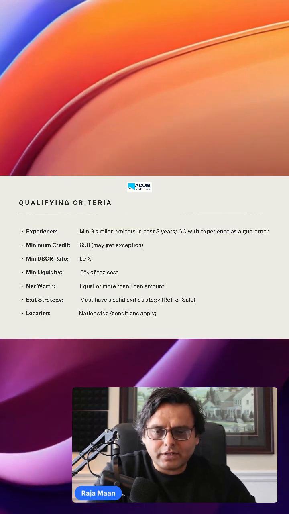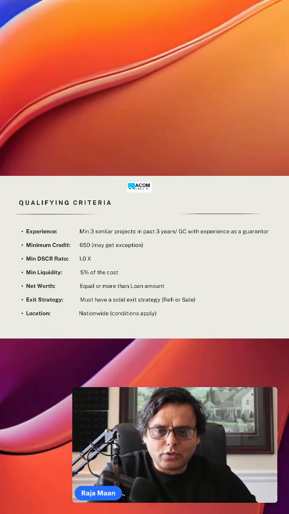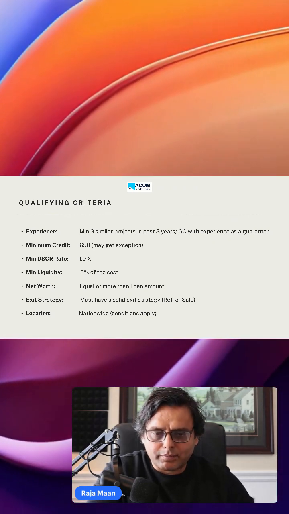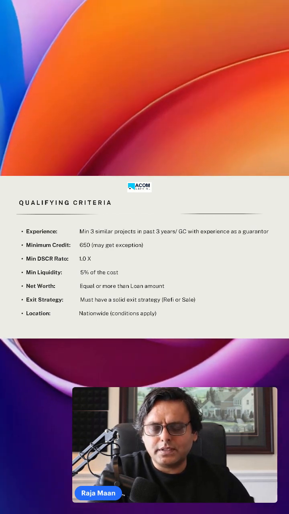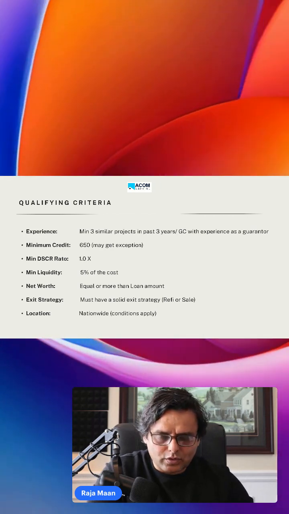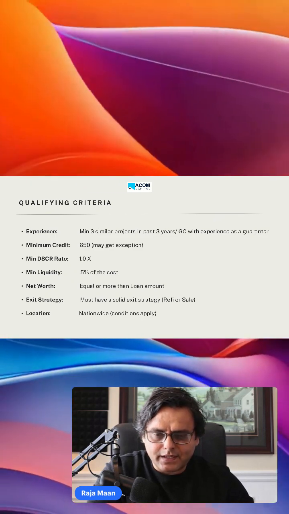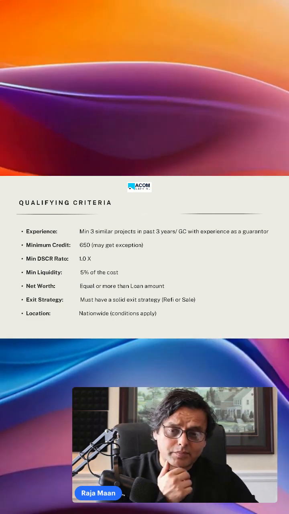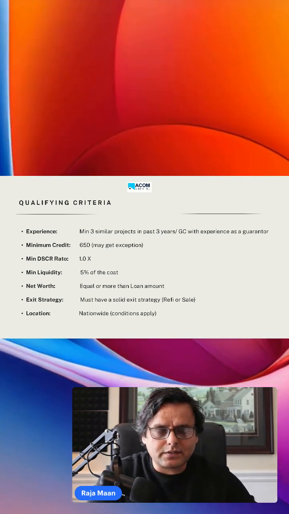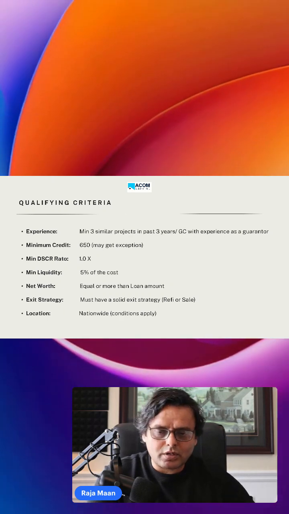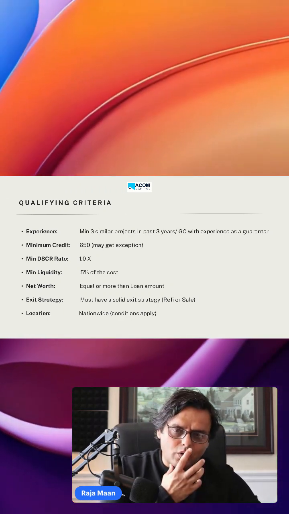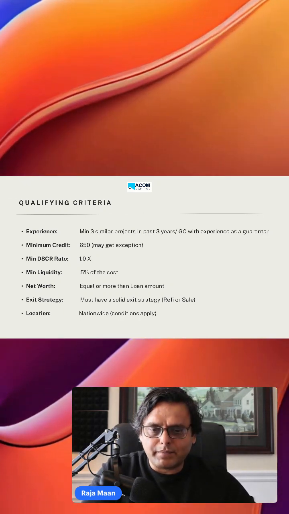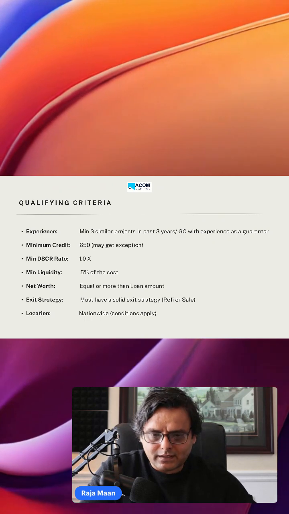Net worth. Most private lenders want to see net worth equal or more than the loan amount. So whatever loan amount you're applying for, your net worth should be equal or more than that loan amount. That doesn't happen in the SBA or USDA. It happens in the private money side. And most people think private money is easy to get. It's easy because the DSCR ratio can be lower, credit can be lower, all those things. But they want to see how you're going to make the payments and the balloon payment at the end of the term.